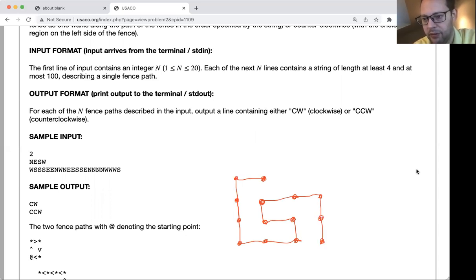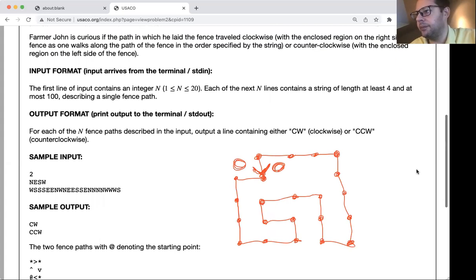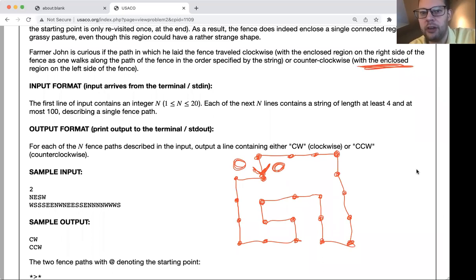East once, north 4 times, west 3 times, 1, 2, 3, and then south once, arriving in this path right here with the enclosed area being to the left and the open area being to the right. And they described that when the enclosed area is on the left, as we just said, that defines counterclockwise.